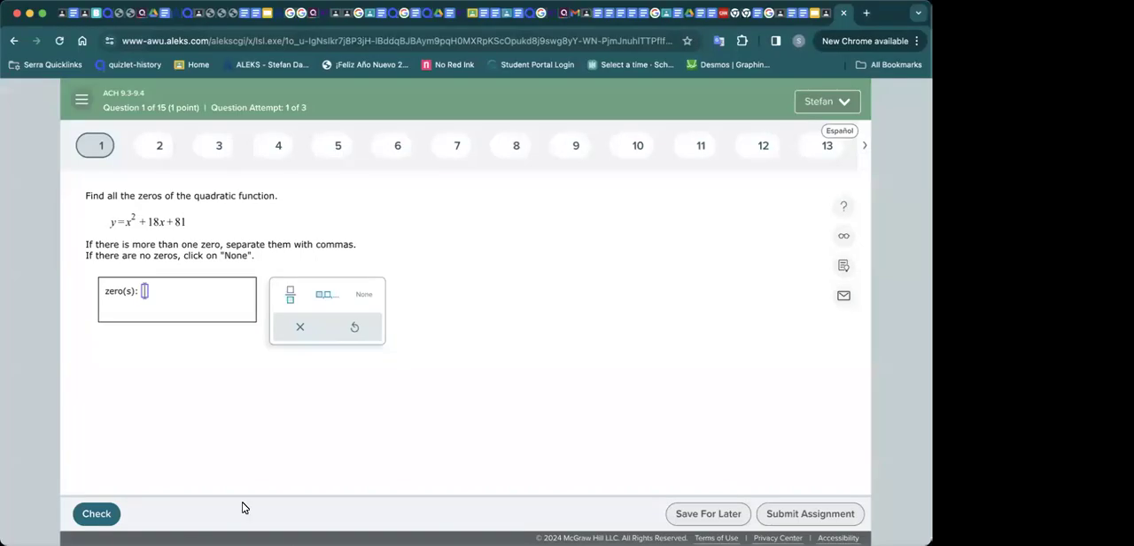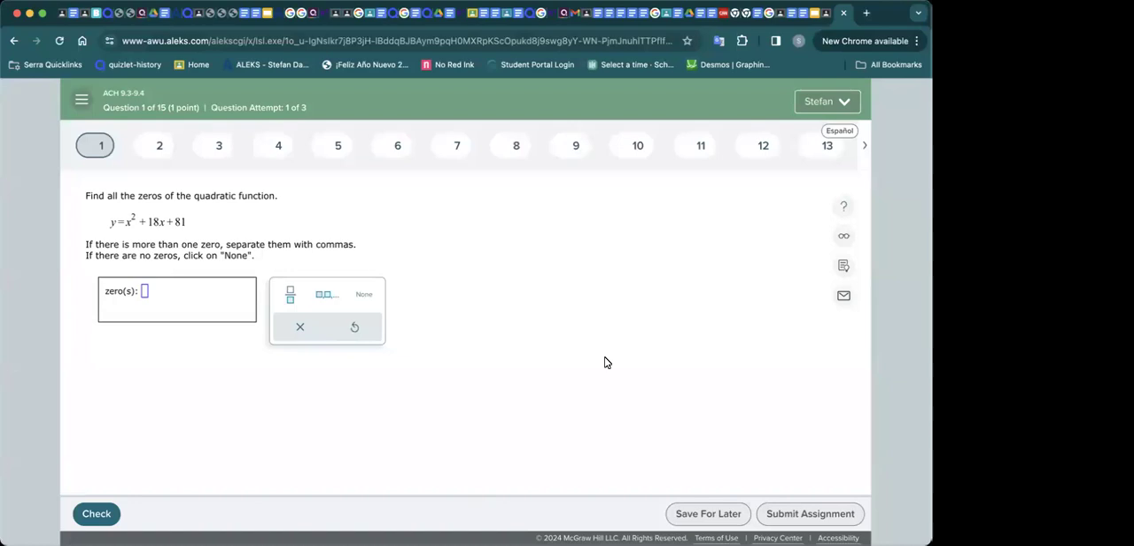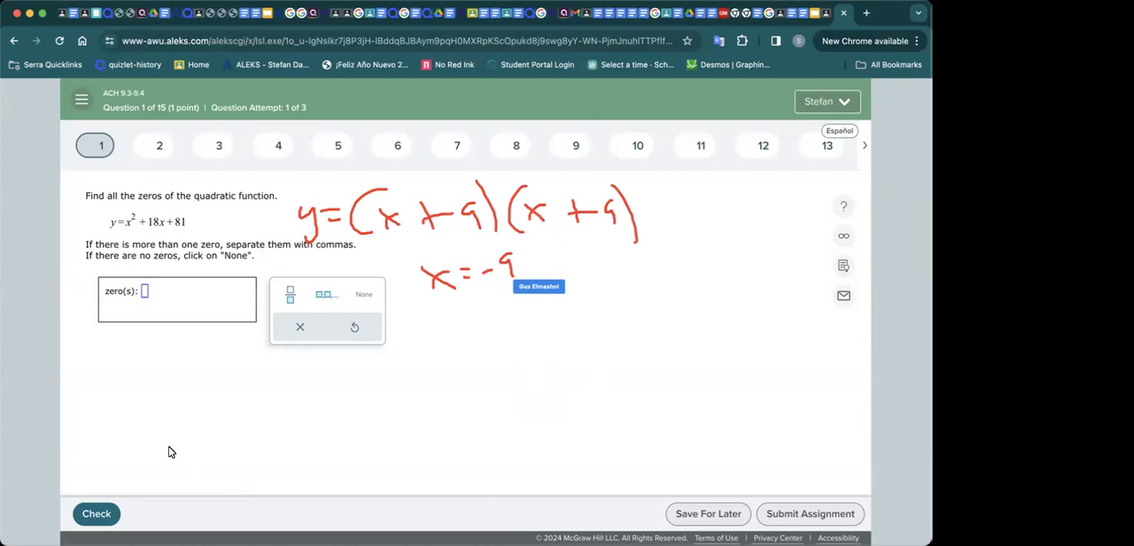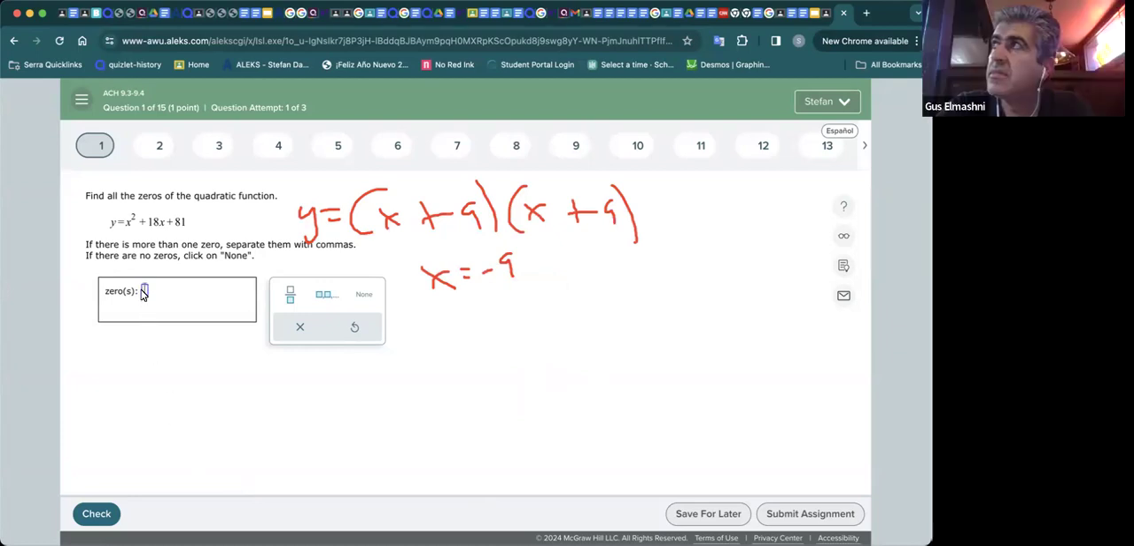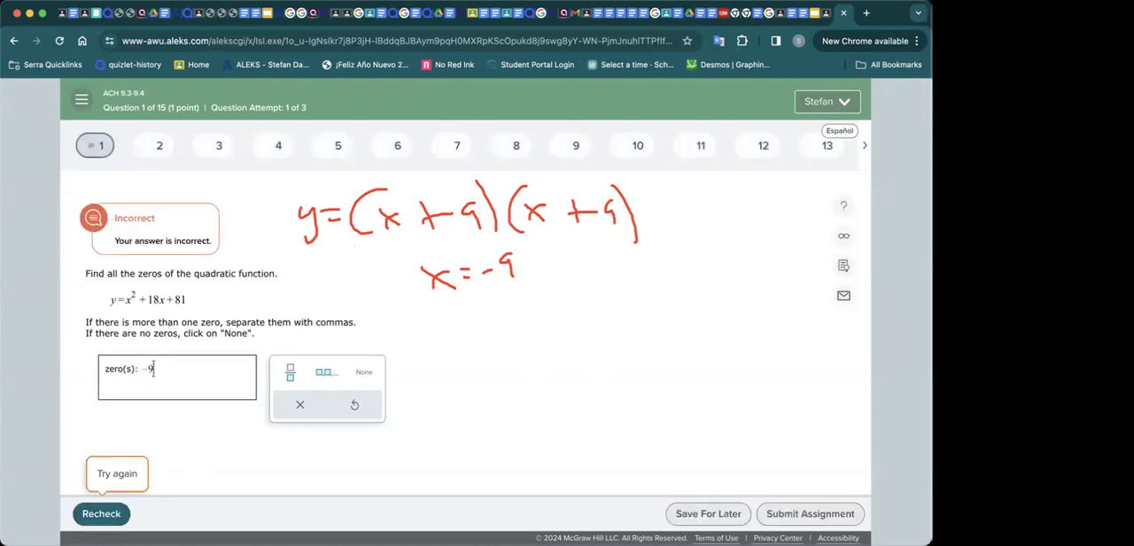Okay, so you want to factor it? Yep, it's whatever this is. And so x equals -9. That's all. -9. And you have two of them.